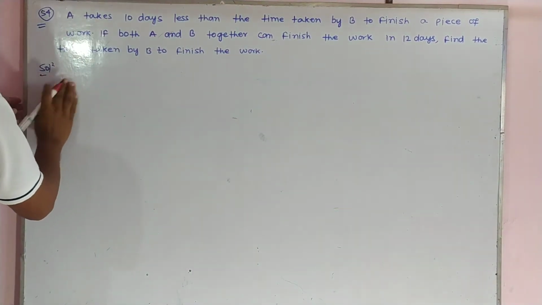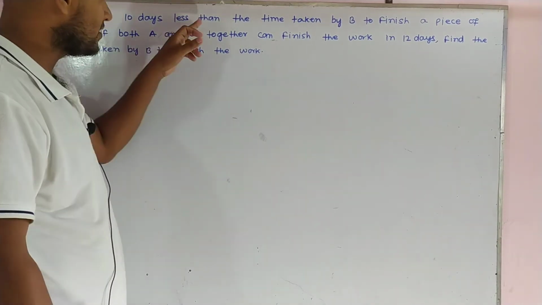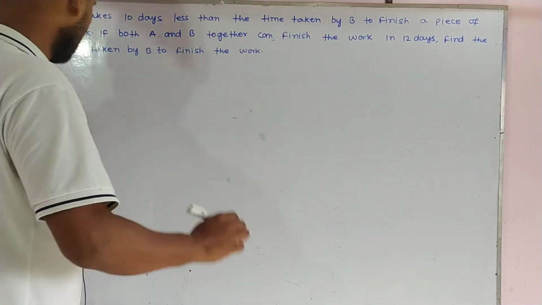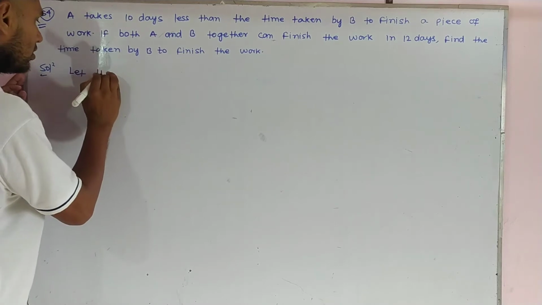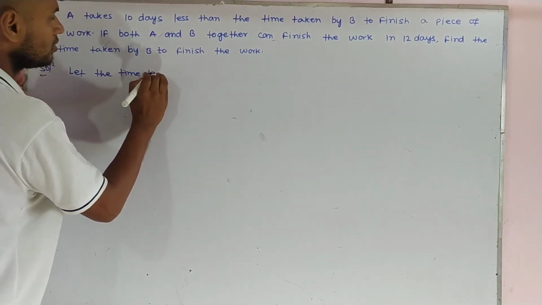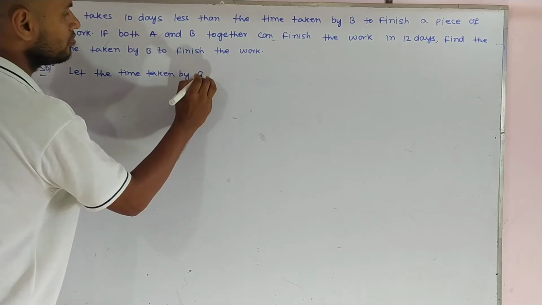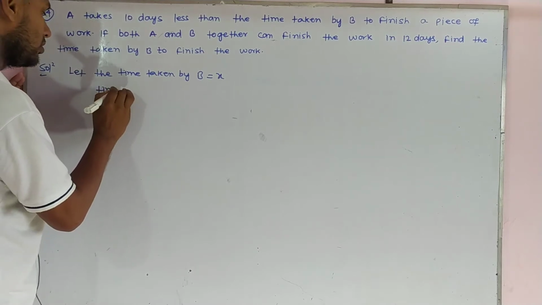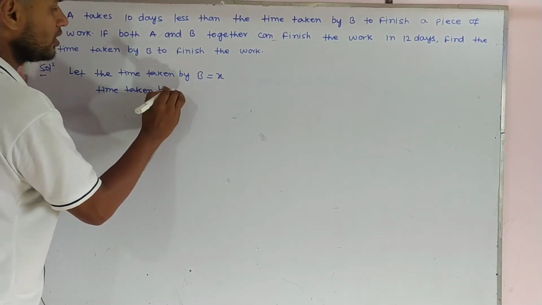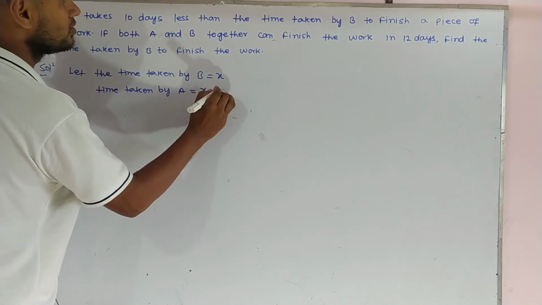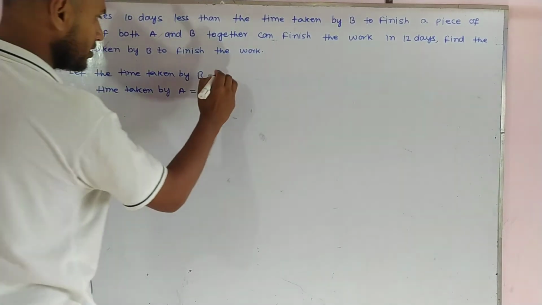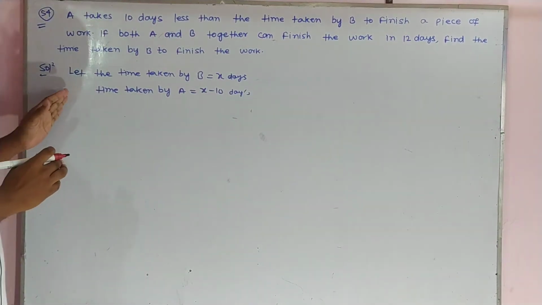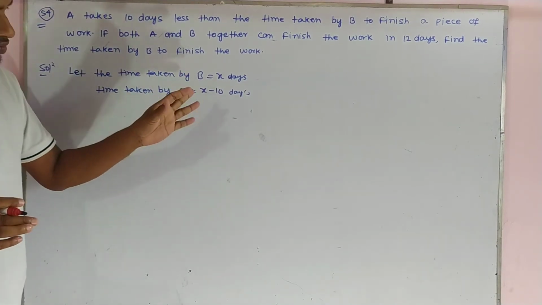Suppose, in the question, A takes 10 days less time than the time taken by B. So we are assuming that the time taken by B is equal to x. Let the time taken by B equal x. So the time taken by A becomes how much? x minus 10. Time taken by A becomes x minus 10 according to the question. So the time taken by B to finish a piece of work is x days.